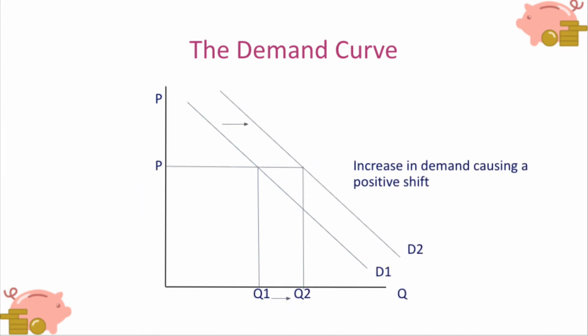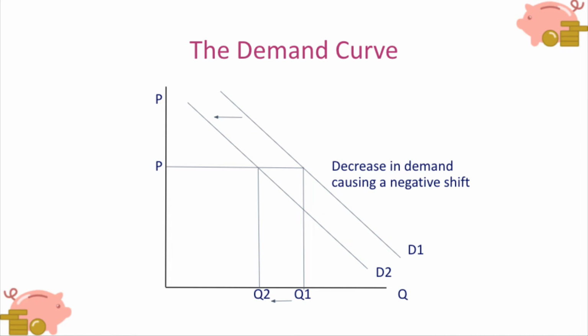On this diagram, there's been an increase in the quantity demanded from Q1 to Q2, but the price has stayed the same. The demand curve has moved outwards. There's been an increase in demand at the given price. The demand curve has shifted to the right. So something other than price must have changed to cause that increase in demand, to cause that shift.